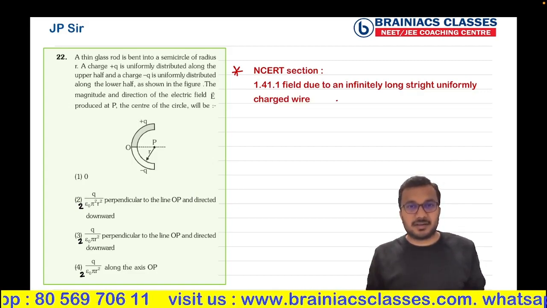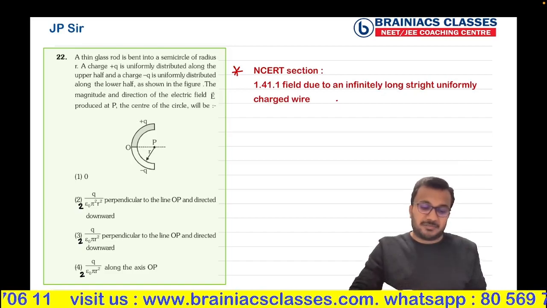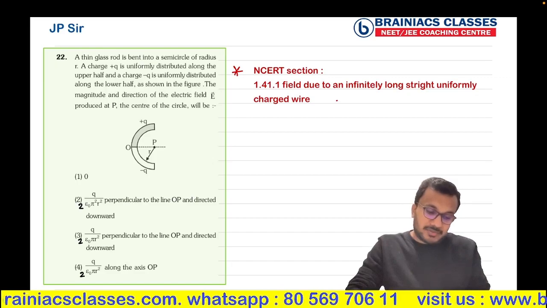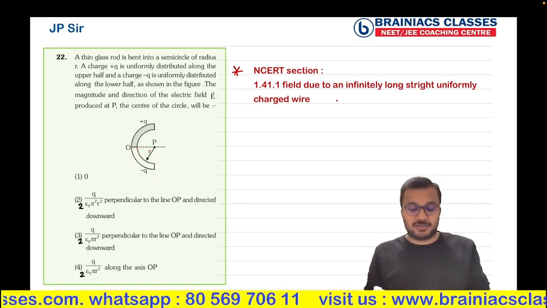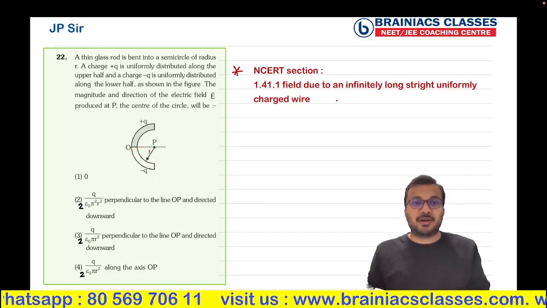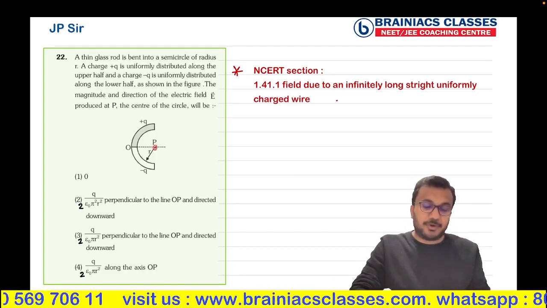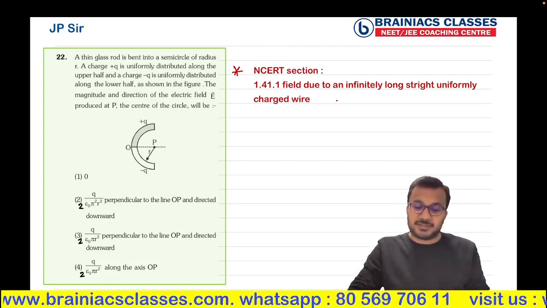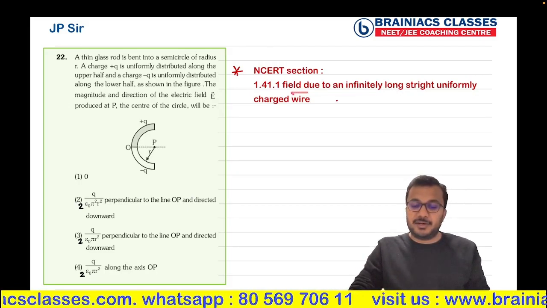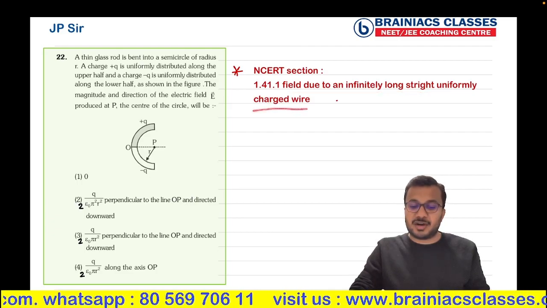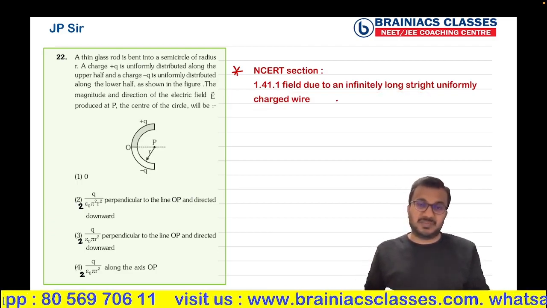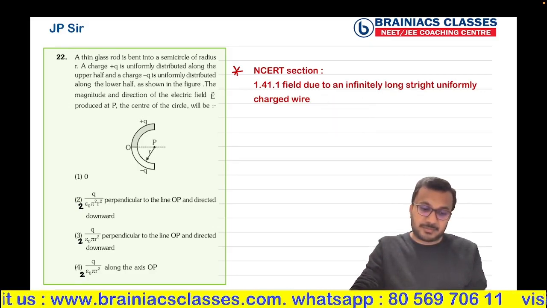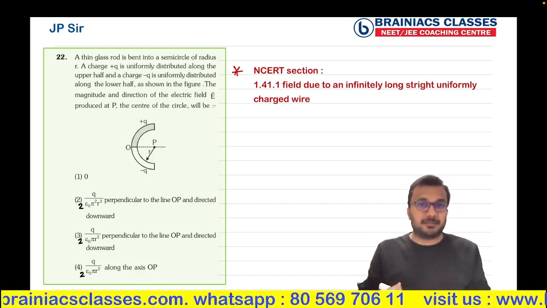So we have a semicircle here, and the upper half of the semicircle is covered with the positive charge. The lower half is covered with the negative charge. And we are asked to find out what is the electric field at the point P. This question is taken from NCERT section 1.41, field due to infinitely long charged conducting wire. That is actually the topic. So this question is a derived question from the particular topic.